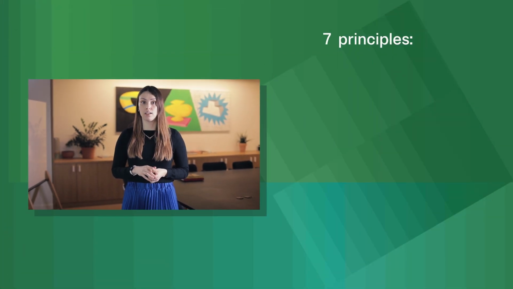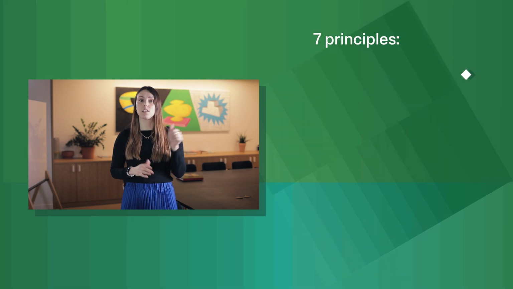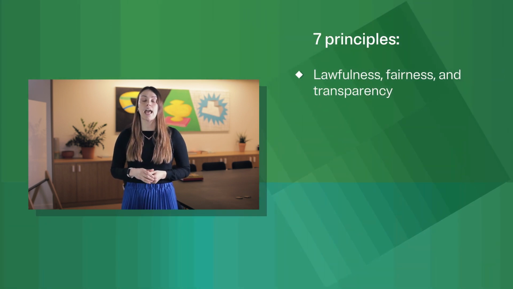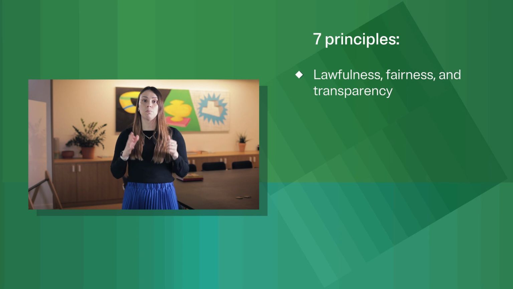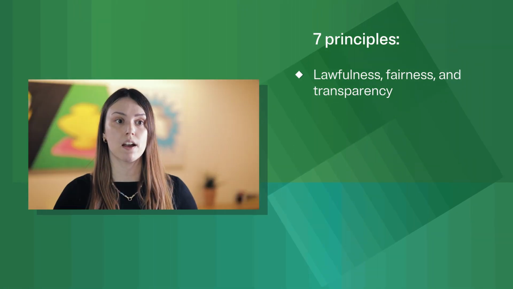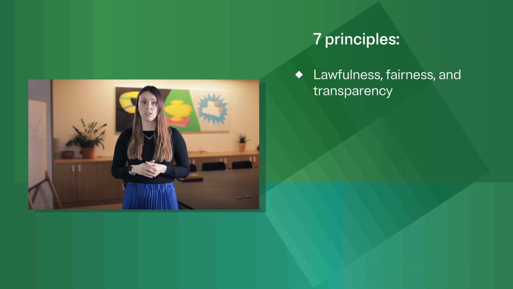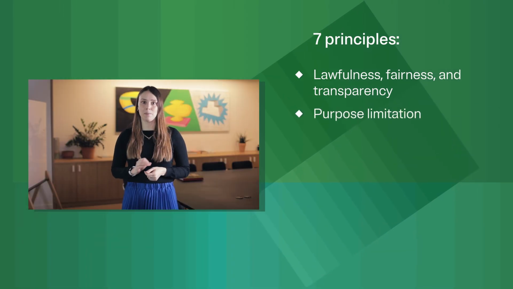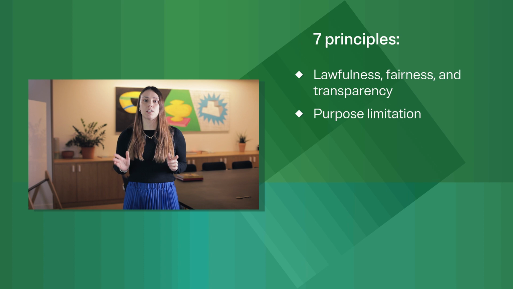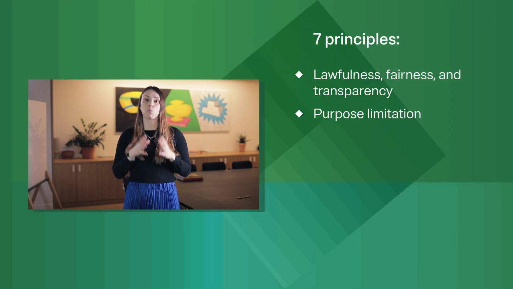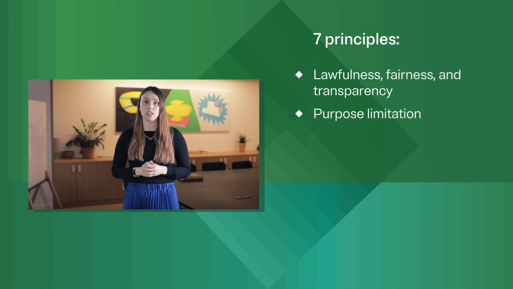There are 7 fundamental principles for the processing of personal data that organizations must abide by. These are, first, lawfulness, fairness, and transparency. You must process personal data in a fair and lawful way, and you must be transparent about how you do it. Second, purpose limitation. Process personal data only for the purpose for which you have originally collected it.